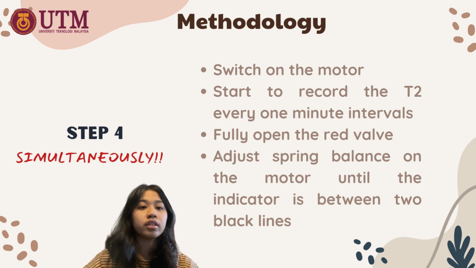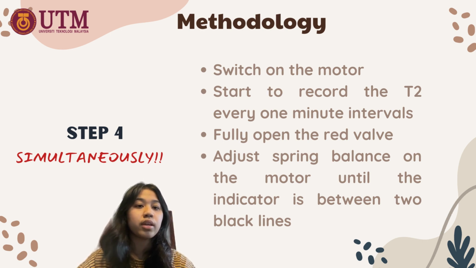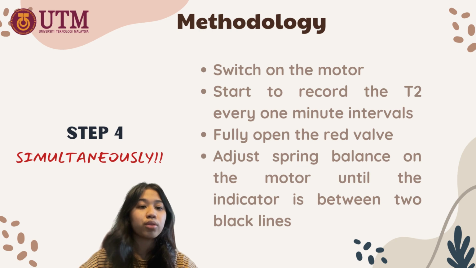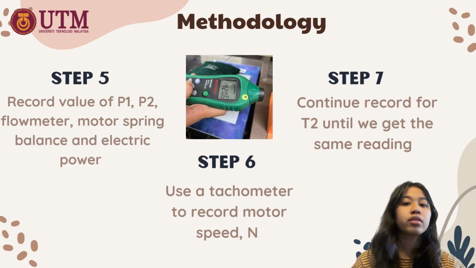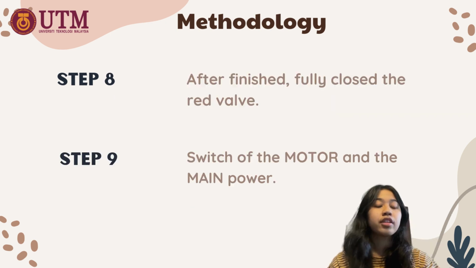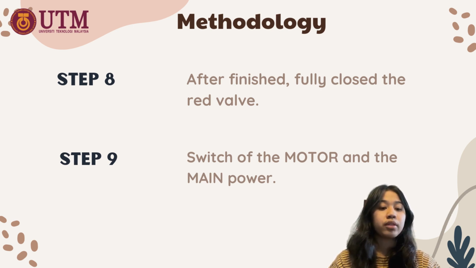After recording T2 at 1 minute intervals, we fully open the red valve and adjust the spring balance on the motor until the indicator is between two black lines. Step 5 is we record these five things: P1, P2, flow meter, motor spring balance and electric power. The next step is to use a tachometer to record motor speed, N. Step 7 is to continue recording T2 until we get the same reading. After finishing all 7 steps, we fully close the red valve and lastly switch off the motor and the main power.